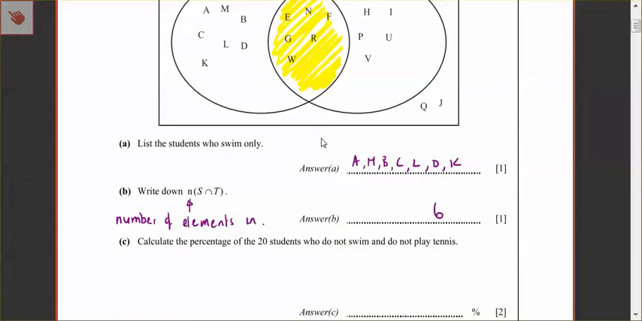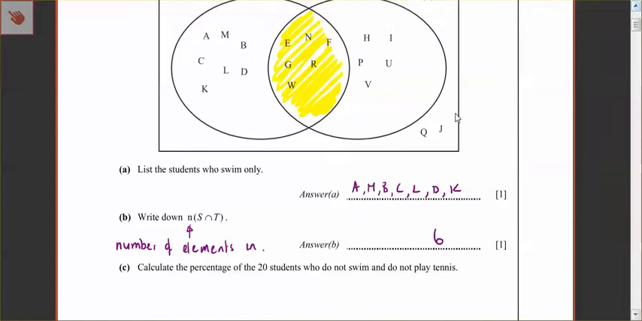Then you don't know if it's a number or letter. Well, you do, because N means the number of, so it's going to be a number. Calculate the percentage of the 20 students who do not swim and do not play tennis. 10%. So it's 2 out of 20, which if you make it a percentage, you have to put it over 100, so it's times by 5, so it's 10 out of 100, which is 10%.